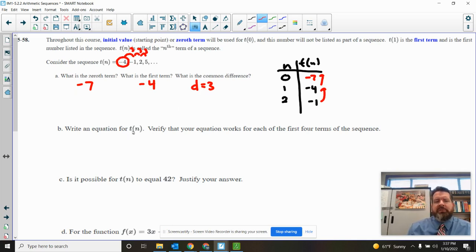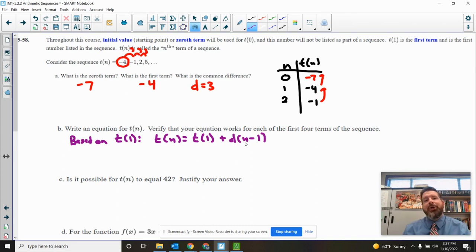Write an equation for t of n, and then verify that the equation works for the first 4 terms. That, by the way, is a great way to check and make sure your equation is right, is to make sure that it works for all the terms you have listed. Now, I'm going to remind you, we have 2 versions. If it's based on the first term, then it looks like this. T of n equals T1 plus the common difference times n minus 1. It looks a little clunky. There's kind of a lot going on.